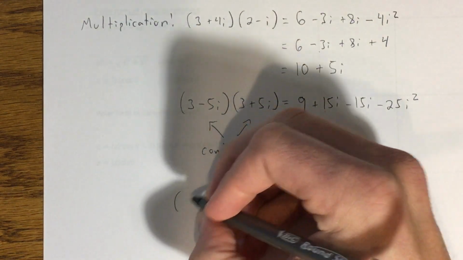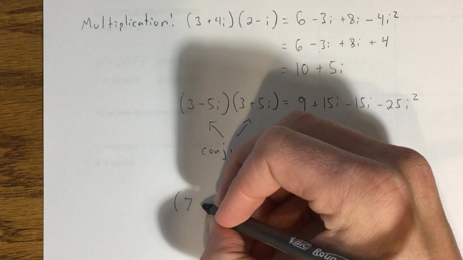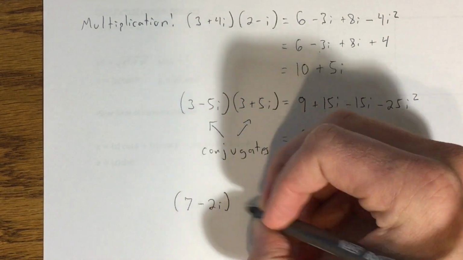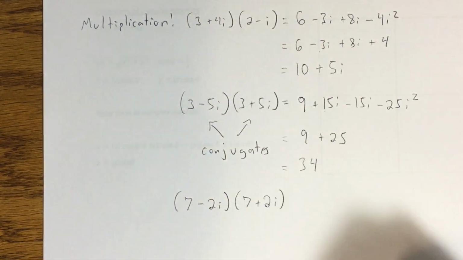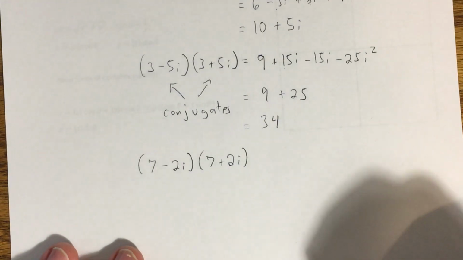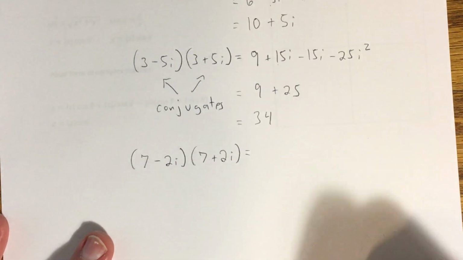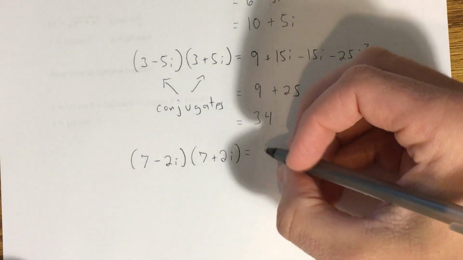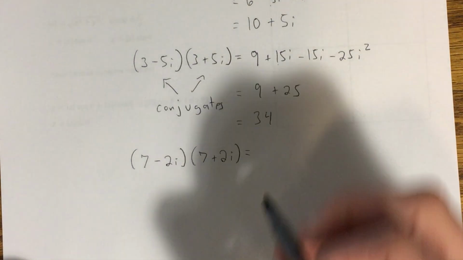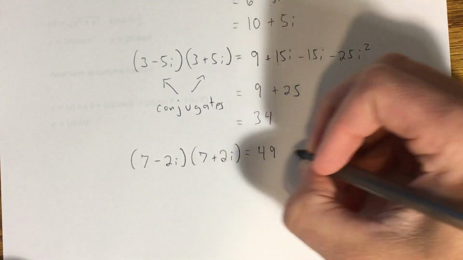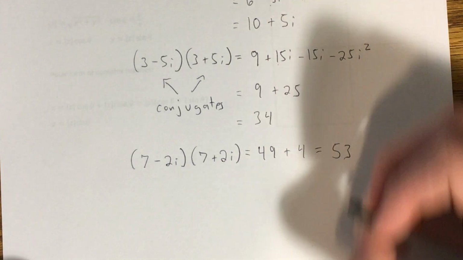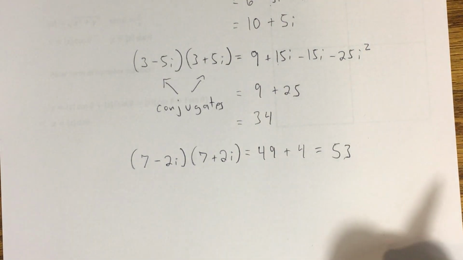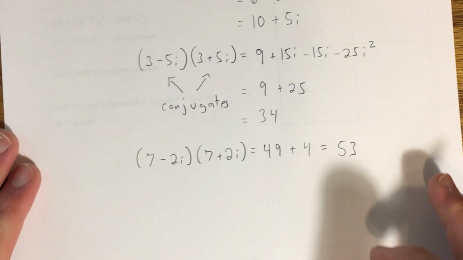So we can actually do problems like this much, much faster if we just remember that. Another example here. If I do 7 minus 2i times 7 plus 2i, rather than go through all the work of foiling that, I'm just going to remember that this is the sum of the squares of the real and imaginary parts. 7 squared is 49. 2 squared is 4. It's going to be 53. That's a very useful shortcut when working with complex numbers.